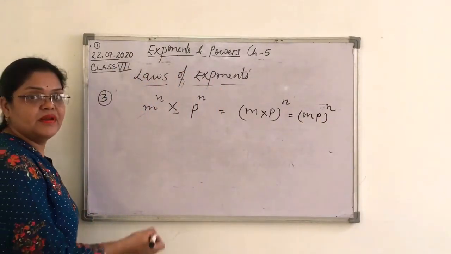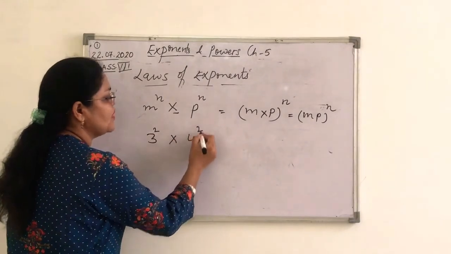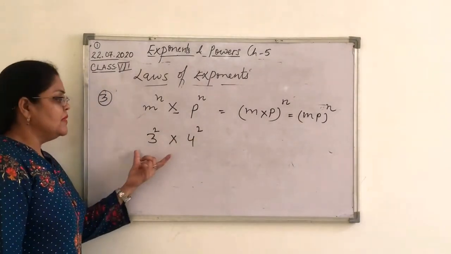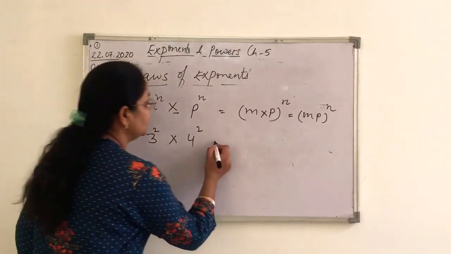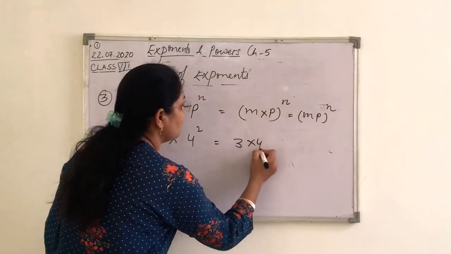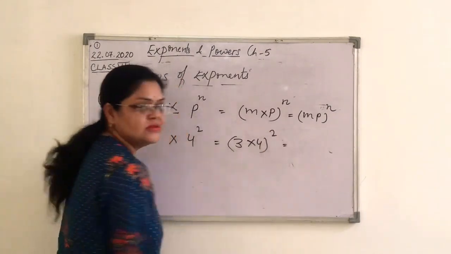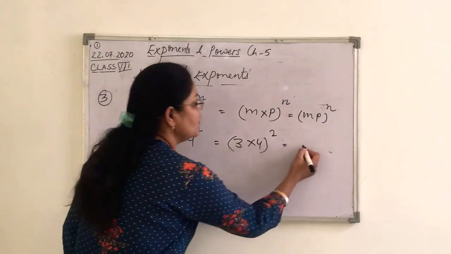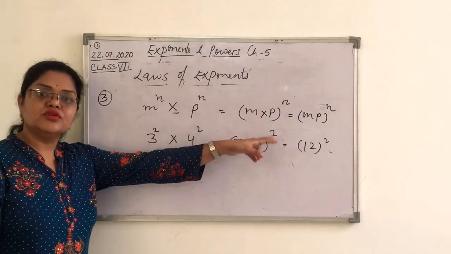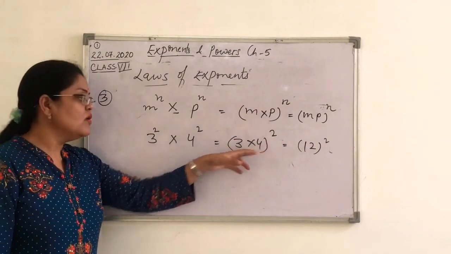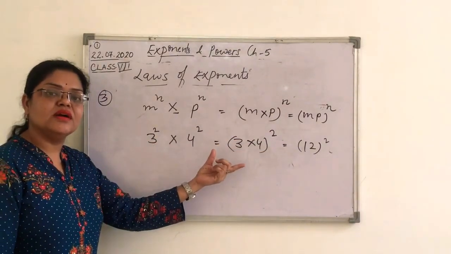Let's take an example: 3 raised to power 2 multiply 4 raised to power 2. Here the bases are not the same but the powers are the same. What will you do? You multiply the bases, 3 multiplied by 4, and put the common power 2 on it. 3 fours are 12. So the answer will be 12 raised to the power 2. We can use the law directly to solve this type of question. This type of question we solve by using the third law.